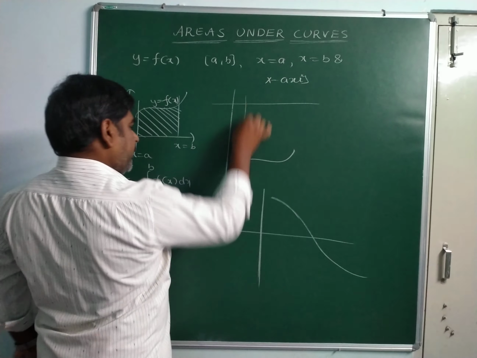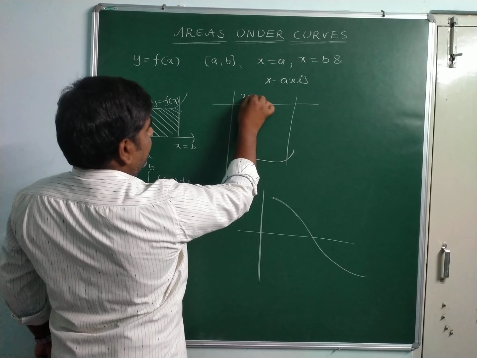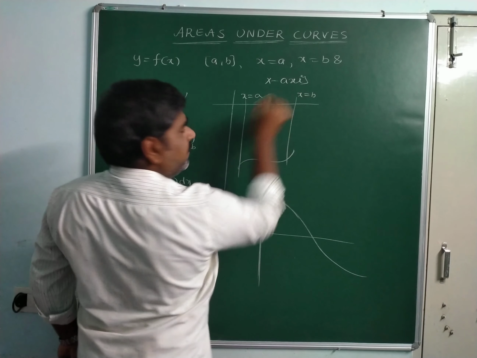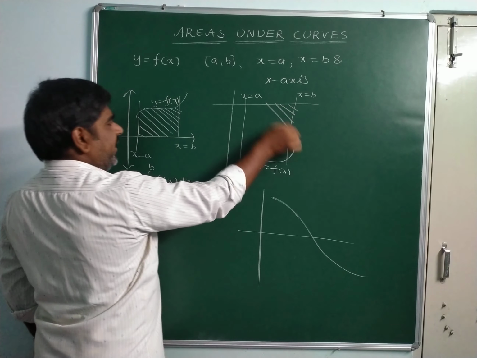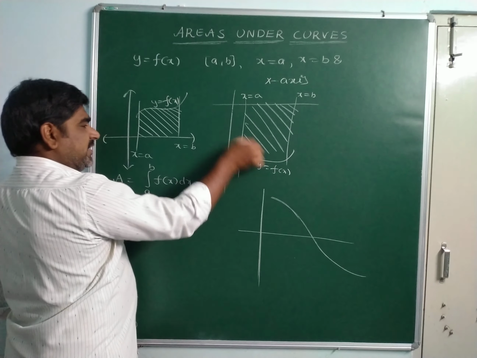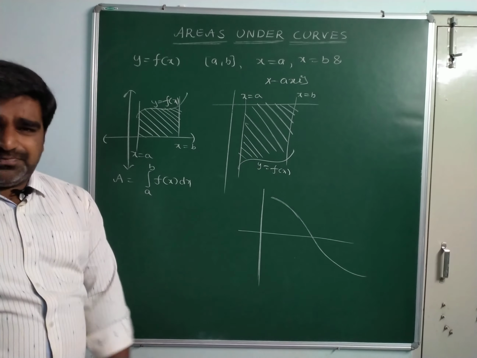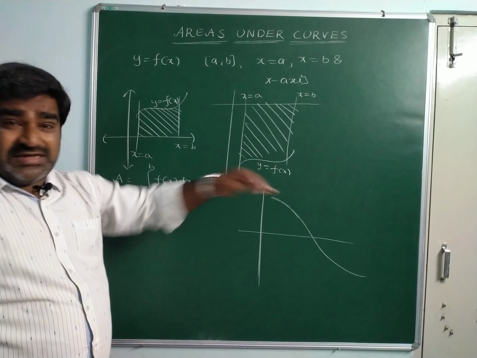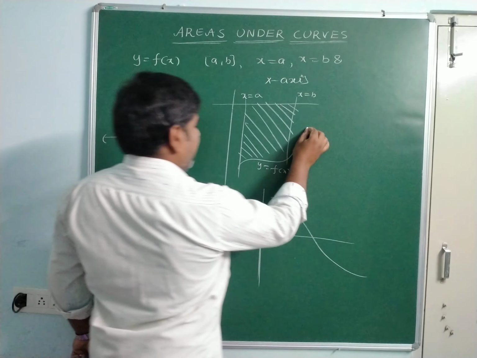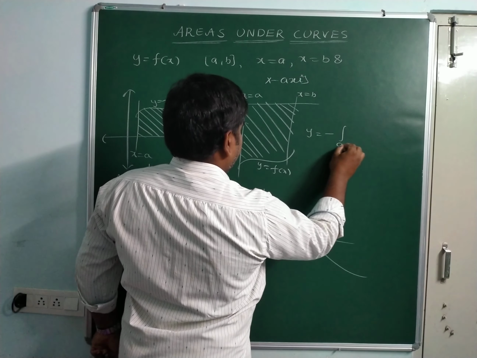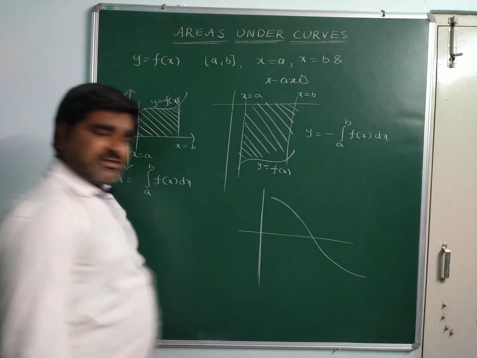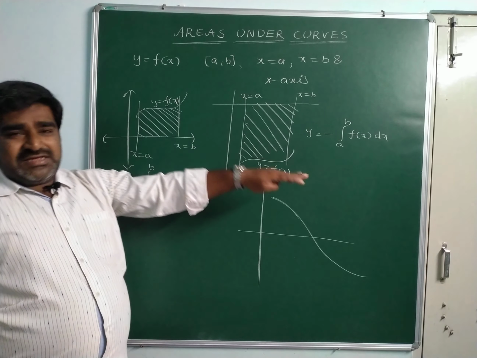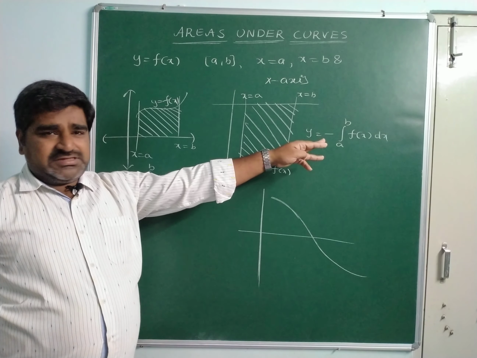Now again, this is the line x equals a, this is the line x equals b, and this is the curve y equals f of x, and this is the region bounded by the curve y equals f of x and the lines x equals a and x equals b. Here the curve lies completely below the x-axis, so the area is minus integral a to b f of x dx. The curve lies below the x-axis, so the negative sign is a must.